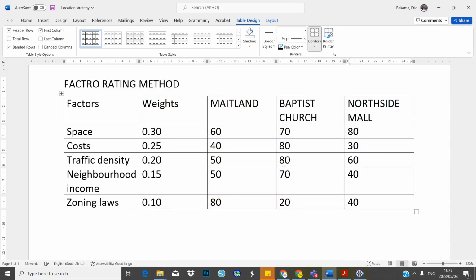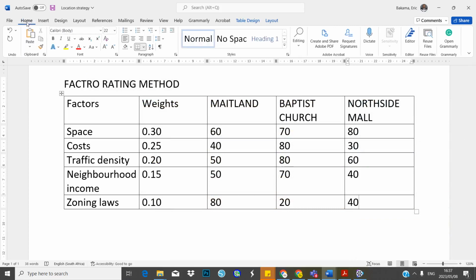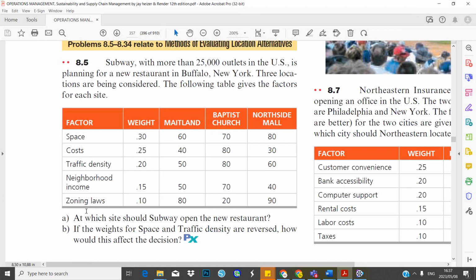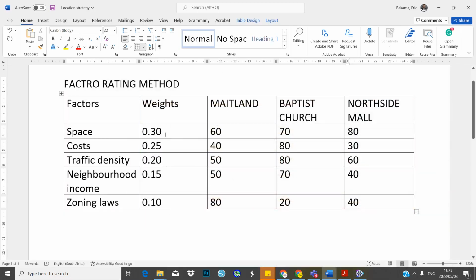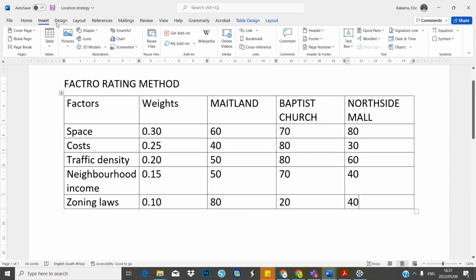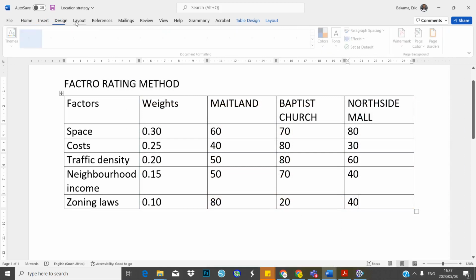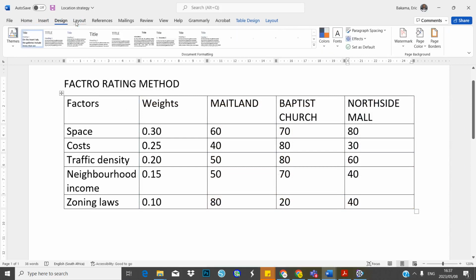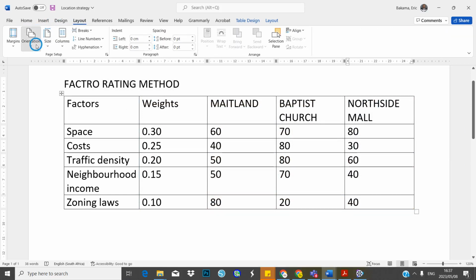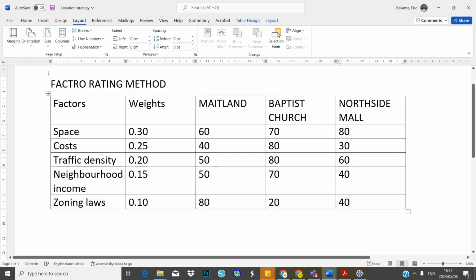Now, based on the information that we have here, the objective, first of all, let's look at the question. The question says, at which site should Subway open the new restaurant? So the question here is about knowing from the locations that we have, and based on all the information that we have here, where do you think the company is going to choose the location? Now let me try to look on this side.